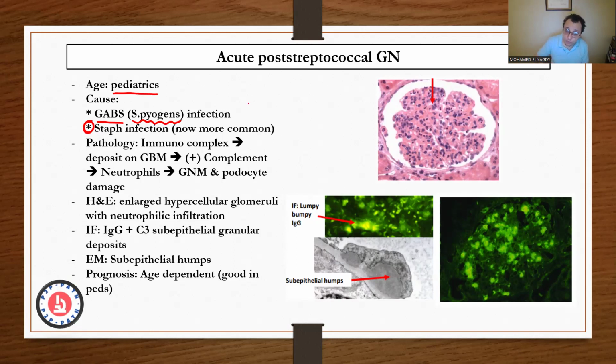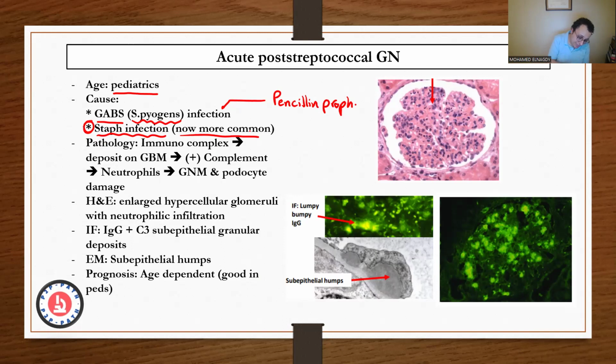You know why post-streptococcal infections decline? Due to penicillin prophylaxis. Usually when they have a kid with a history of acute post-streptococcal glomerulonephritis or rheumatic fever, they will put him on penicillin prophylaxis until he becomes an adult. So this protects him against GABS. However, it doesn't protect him against staph that much. So they end up developing the same APS-GN, but post-staphylococcal, not post-streptococcal. So staph infection is now more common in terms of APS-GN.